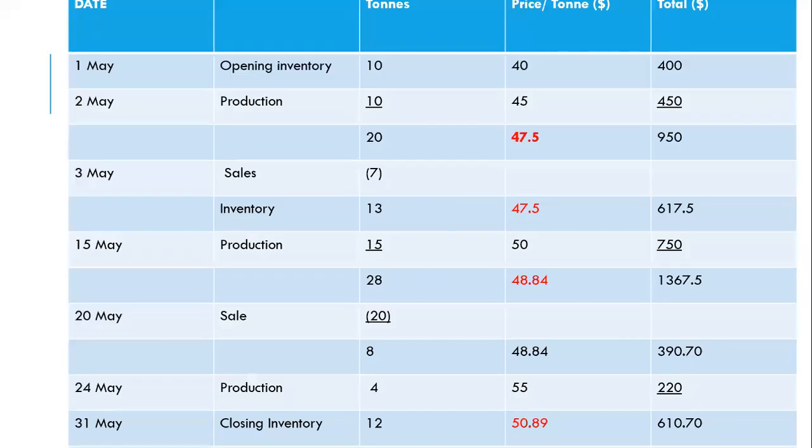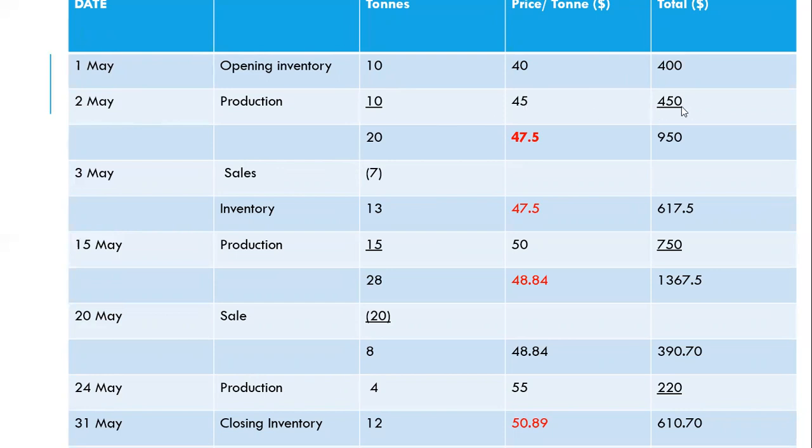formula. Now, this is how it is. If we want to use weighted average, we have to be very, very careful here. On 1st May, we have an opening inventory of 10 tons, priced at $40 per ton. Now, the total is $400. We produce 10 tons more on 2nd May at $45 per ton. That will give us $450.